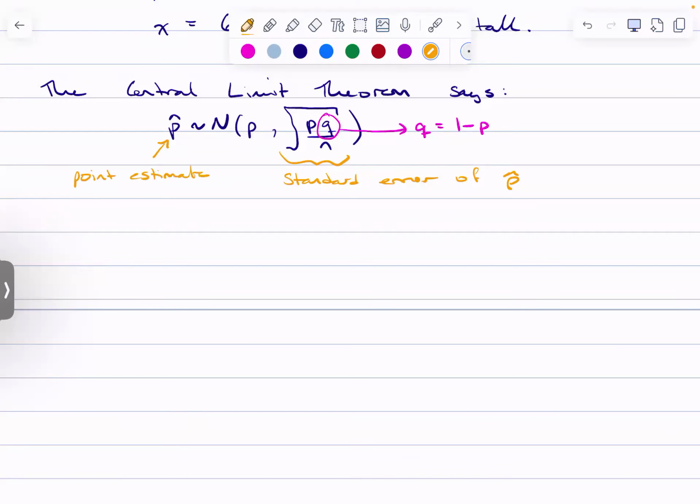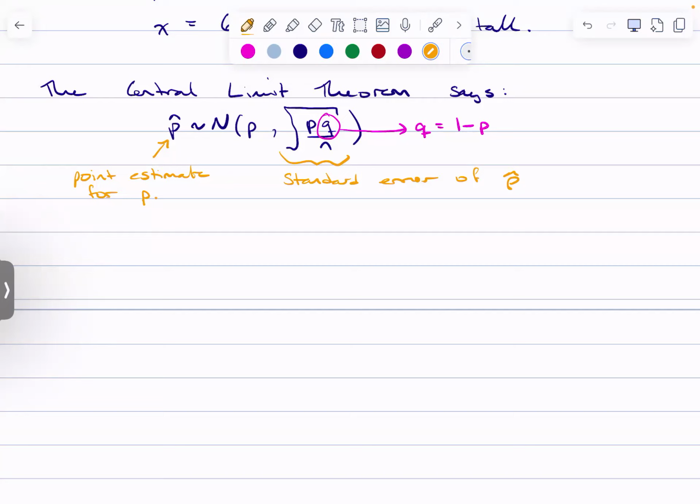Wait, that's sounding so familiar from how we find our Z scores and how we find our confidence intervals. I know, right? But you have to wait until next week. Point estimate for P. Our best guess at what the population proportion looks like is P hat.